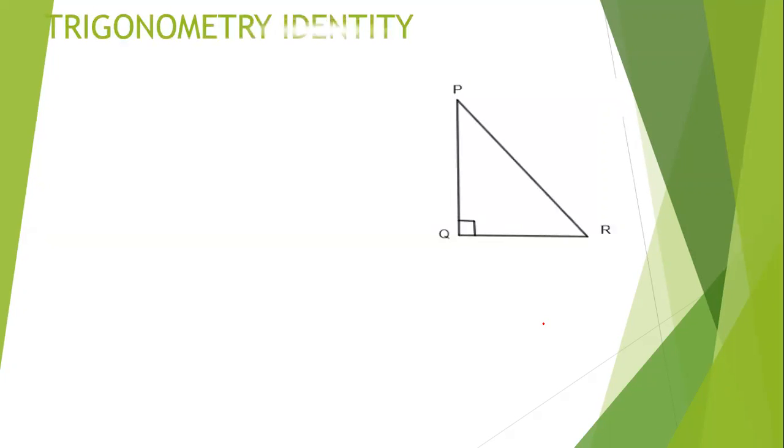Now let us move to the last concept of this chapter, that is trigonometry identity. You can see a triangle, and the name of this right angle triangle is triangle PQR, where angle PQR is 90 degrees. Means this angle is 90 degrees and angle R is theta. Right? This angle is theta.